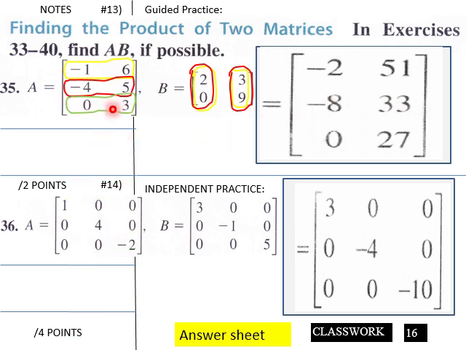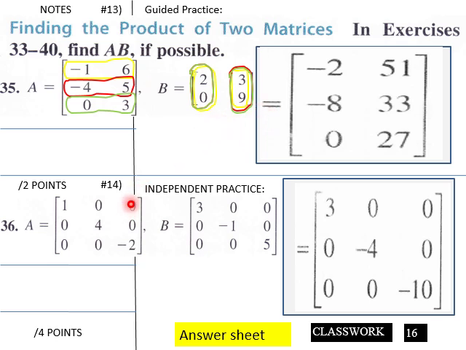Now moving on to the final row here, we're going to go for this position here, 0 and 3. So we go 0 times 2 will be 0, and then 3 times 0 is 0. 0 plus 0 will equal 0. And then over here now for 3, 9 to get 27, we're going to go 0 times 3 is 0. Then 3 times 9 will be 27. So that's how we got that one.